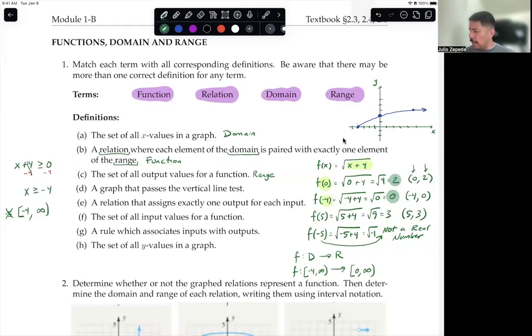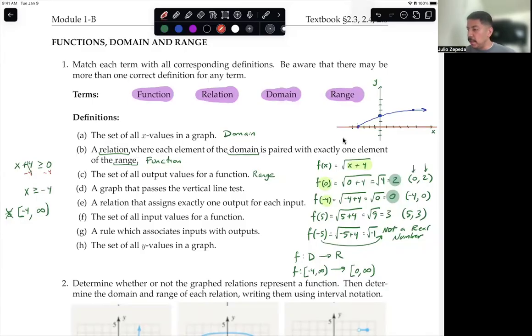Okay. We can see the y values go as low as 0, right, in the vertical direction. Y value of 0 is the lowest value that this function gets, and then it just continues to increase from there. You can see the graph increases.